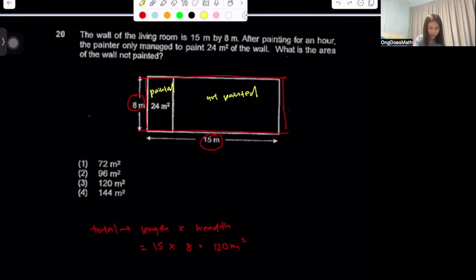So 24 meters square is the one painted, which means to find the one not painted, we just have to take the total minus what was painted, right? So 120 minus 24, and that should give you 96 meters square. Hence answer is option 2. Cool.